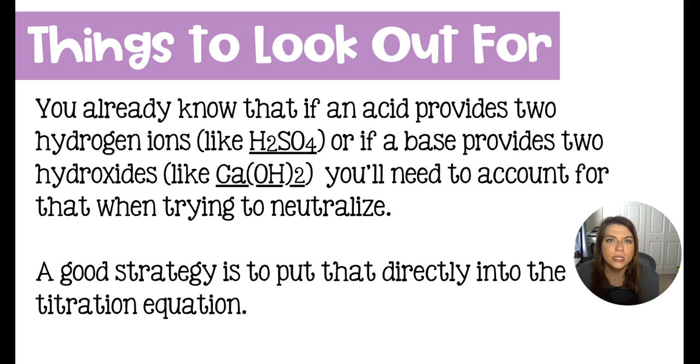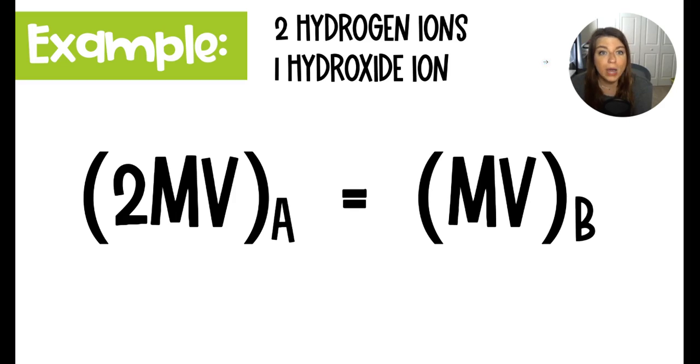So like I was mentioning with diprotic acids and the like, if you have an acid that provides 2 hydrogen ions like H2SO4 or a base that has 2 hydroxides like calcium hydroxide, you need to account for that when you're trying to neutralize your solution. So what I like to do is put that directly into the titration equation when I'm doing the math. So if you had 2 hydrogen ions but only 1 hydroxide ion, you have to include a 2 in your titration equation to account for the fact that you have 2 hydrogen ions here.